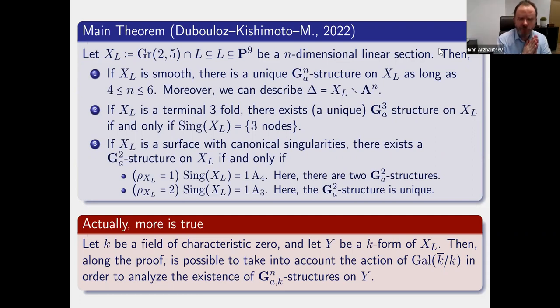Now I see the point, but what is the definition? What is the n-dimensional linear section? What do you mean by this? The variety has dimension n. The variety has dimension n, sorry. You take not a hyperplane, but you take some subspace. And you say, that's it. I see. Yes. You take a linear subspace L such that X intersected with L has dimension n. Thank you. Thank you for the clarification.